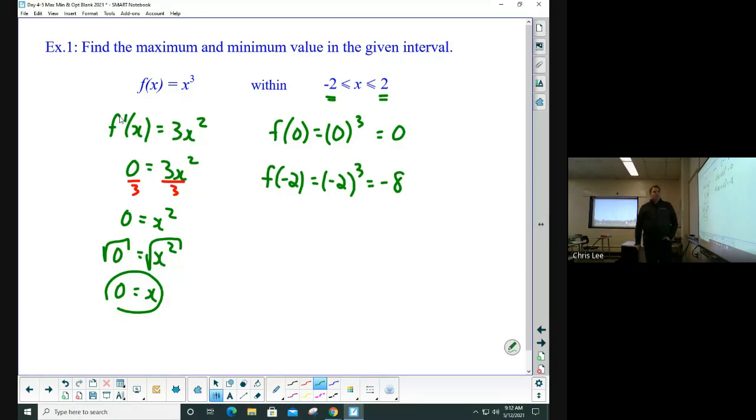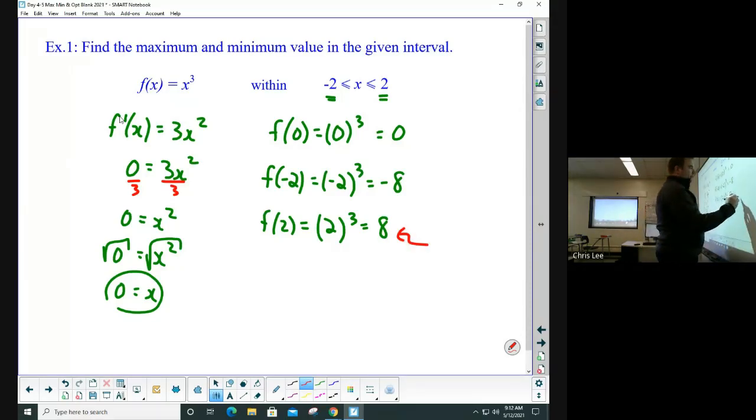-2 times -2 times -2 is -8. And plug in 2 into our function, and we get +8. So what this means is of all these values, the highest one is going to be the local max. So which of these is the local max? 8. The 8. So this is going to be our max value, 8, and it happens at x equals 2.